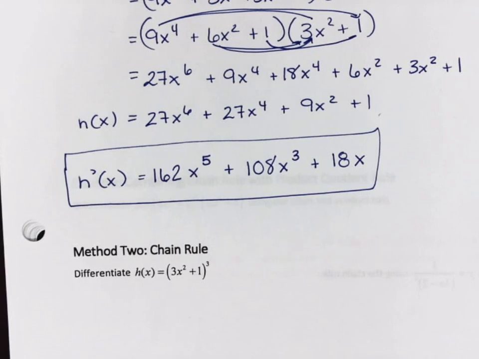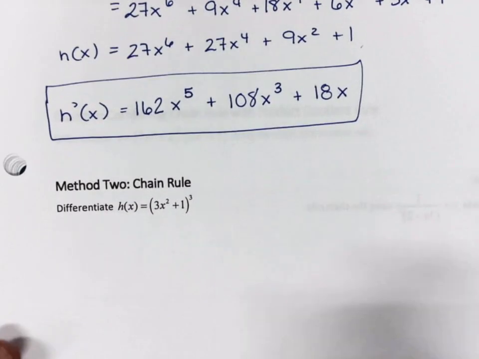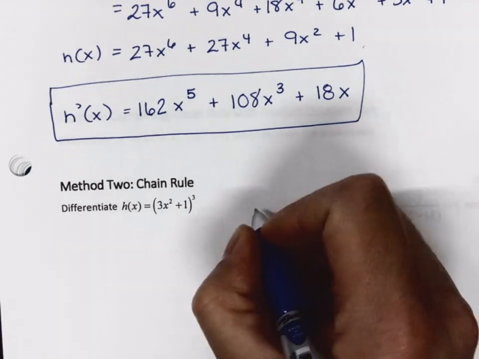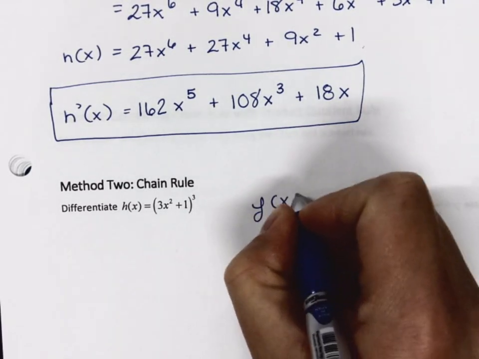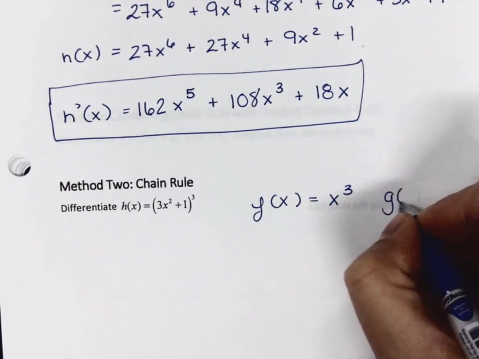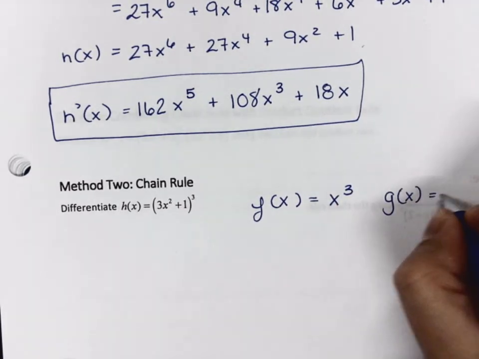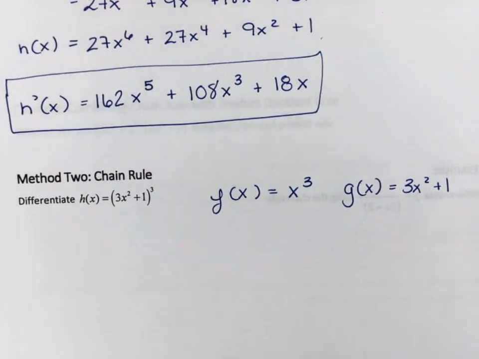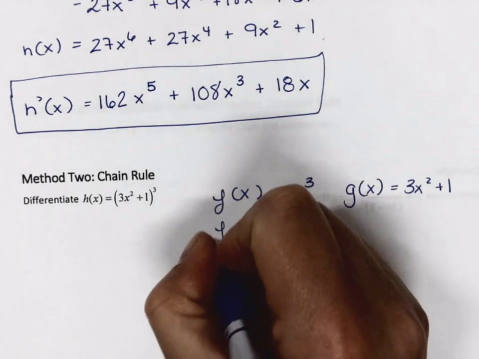Hopefully you're going to find the chain rule a little bit easier. Okay, so let's bust this apart into our g of x and our f of x functions. What would our f of x be? x cubed. What would our g of x be? 3x squared plus 1. Yep. So we've broken them apart like a composite function where f is our outside and g is our inside.